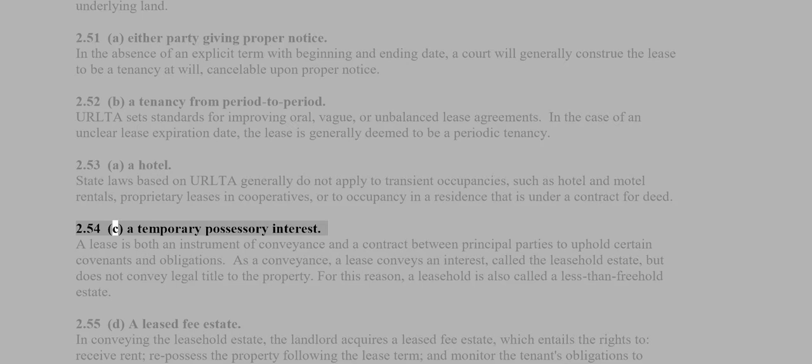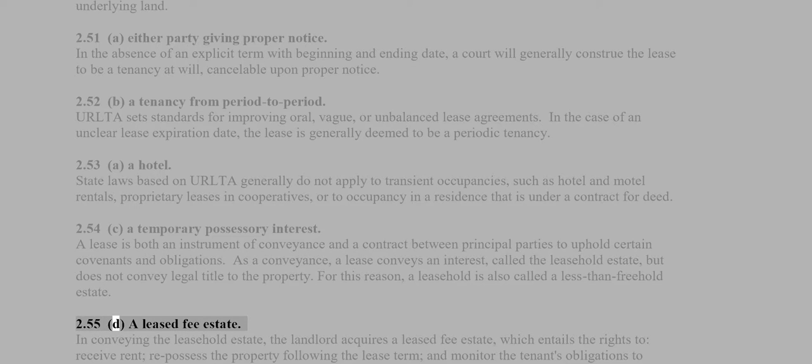2.54 C. A temporary possessory interest. A lease is both an instrument of conveyance and a contract between principal parties to uphold certain covenants and obligations. As a conveyance, a lease conveys an interest, called the leasehold estate, but does not convey legal title to the property. For this reason, a leasehold is also called a less than freehold estate.